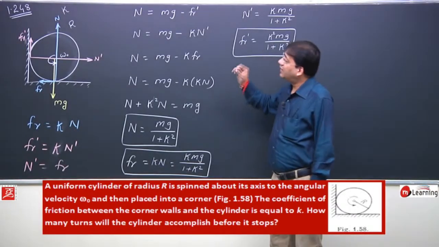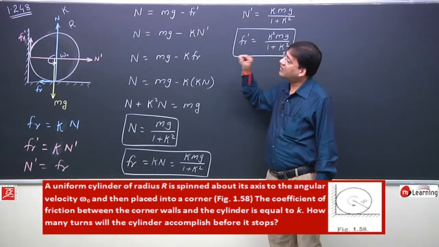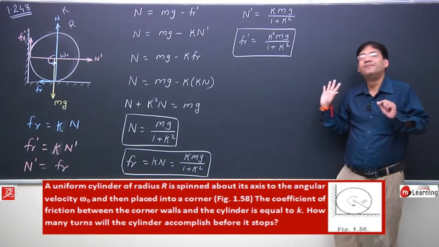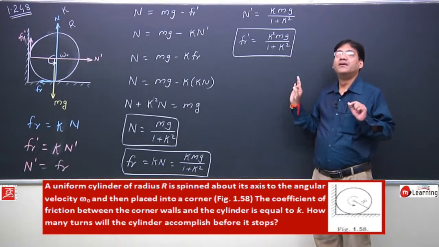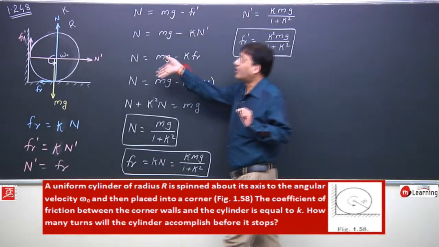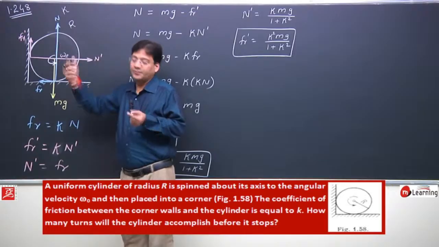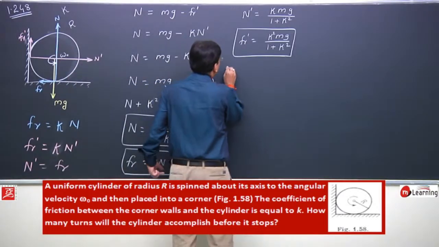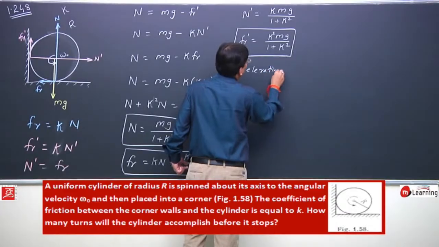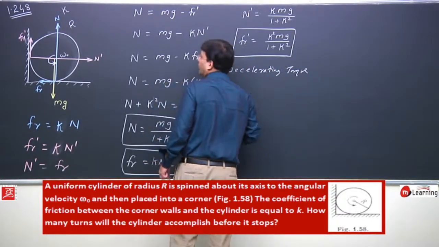Now, हमने नॉर्मल रिएक्शन N, नॉर्मल रिएक्शन N dash, Fr और Fr dash सब कुछ निकाल लिया, सारी फोर्सेस की वैल्यूज हमें दिख रही हैं बिल्कुल mg और k के टर्म्स में. Now we'll determine the decelerating torque. Since it's moving in this direction, there would be a decelerating torque. Let's calculate decelerating torque.